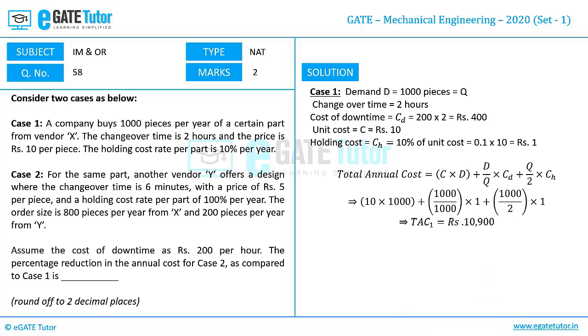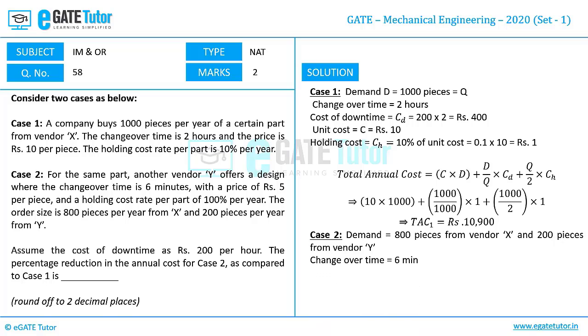Similarly, when we go ahead for case 2, it is given that the demand is 800 pieces per year from vendor X and 200 pieces per year from vendor Y. Here it is given that the changeover time is 6 minutes. So when we try to calculate the total cost of downtime, it will be 6 minutes converted into hours by dividing with 60 and multiplying with 200. That will give us the total cost of downtime as rupees 20.